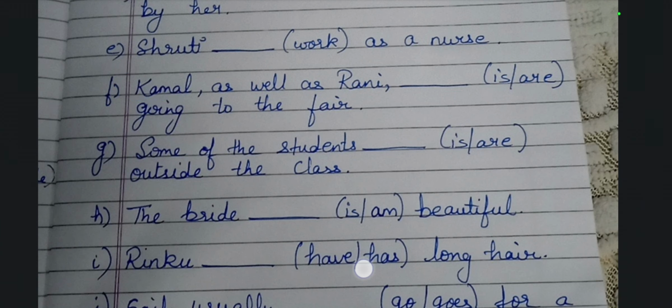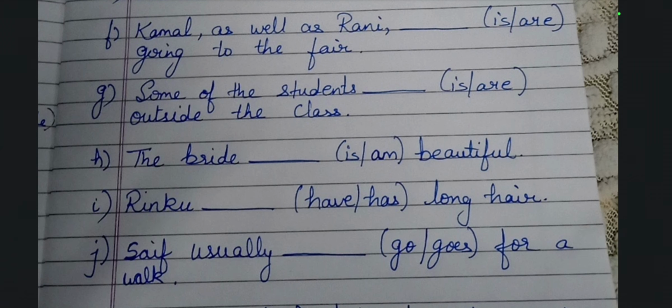क्लियर? Some of the students dash outside the class. अब यहाँ पर लिखा है some which is used with plural countable nouns. So some of the students are outside the class. Next, the bride dash beautiful. Simple. Bride is singular, so the verb will be singular. Rinku dash long hair. Again, singular subject, singular verb. Rinku has long hair.